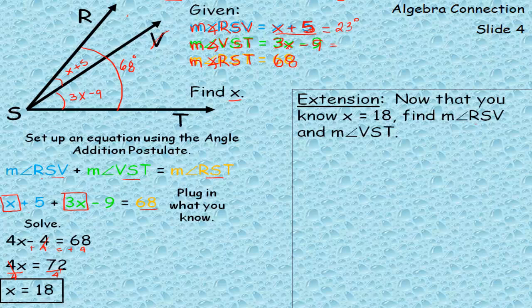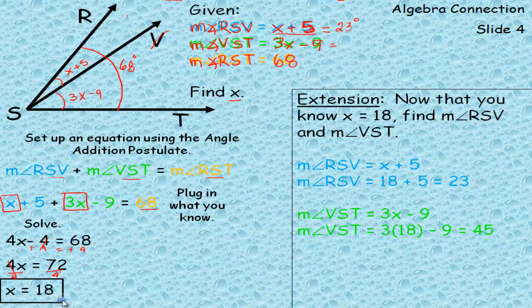No. 3 times 18, I'm sorry, that's 54 minus 9. Okay? And you can find that value. And here you have it all worked out. Okay? RSV is 23, and this one is 45. Three times 18 is 54, minus 9 equals 45.